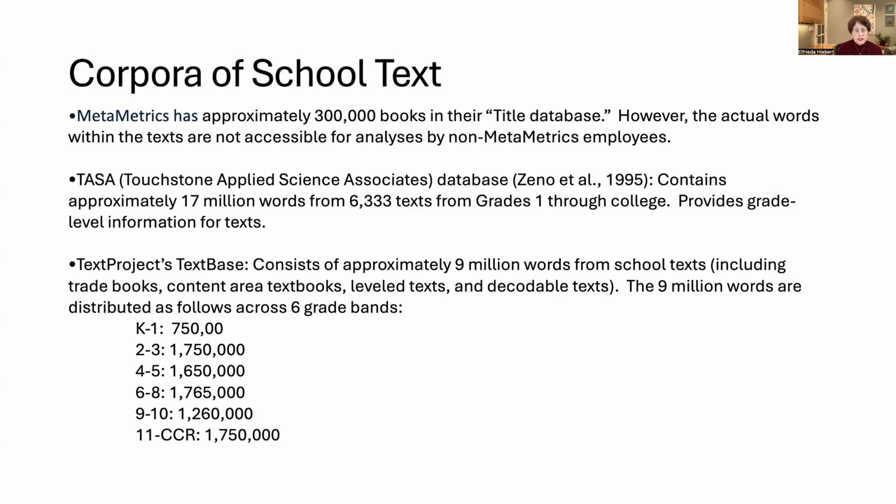Metametrics has the largest database of school text, but that is a proprietary database for those who work for Metametrics. And really what we're left with at this point is the TASA or Xeno database that is based on about 17 million words of school text. And I'm going to underscore this idea of school text because especially in the primary grades, the words in text are not those of the typical texts that are read by adults. Not, of course, the most frequent words, like the Dolch list, but the words that comprise the rest of the text. Now, one of the things about the TASA database is that it doesn't make the actual text available.